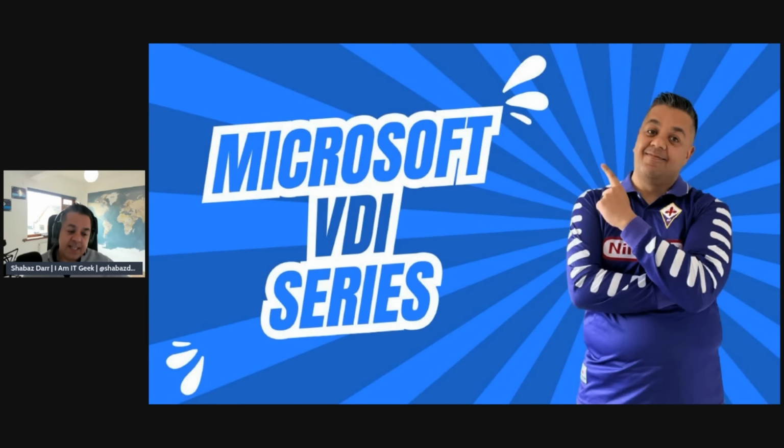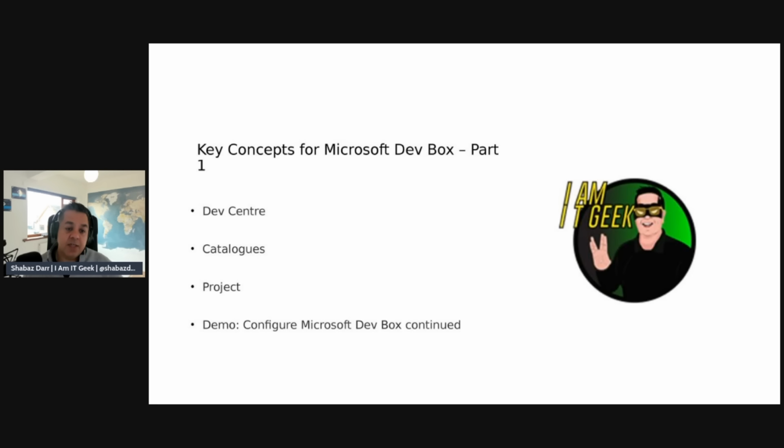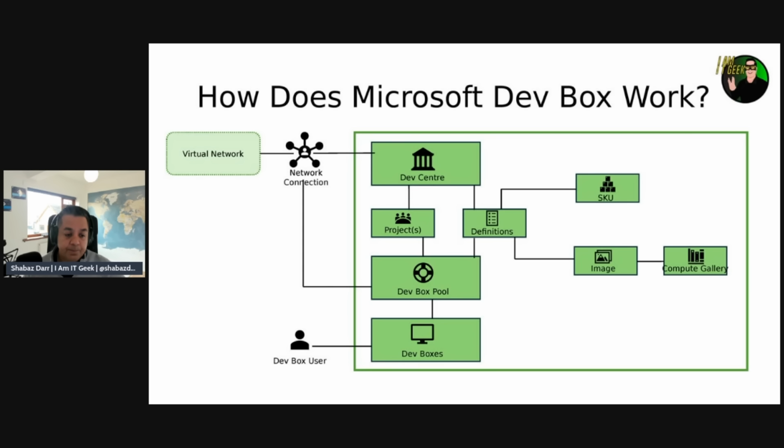So this is my Microsoft VDI series, as I've mentioned. We're going to start looking at the key concepts of Microsoft DevBox. This is part one. There's a couple of parts to it. In today's episode, we're going to talk about Dev Center, a bit about what it is, talk about the catalogs, and then we covered catalogs in the demo last episode, so I'll explain what they are in more detail, then talk about the project, and then we're going to go back into the demo portal. We're actually going to create DevBox definitions. Again, we'll probably cover those in the next episode potentially. So let's crack on.